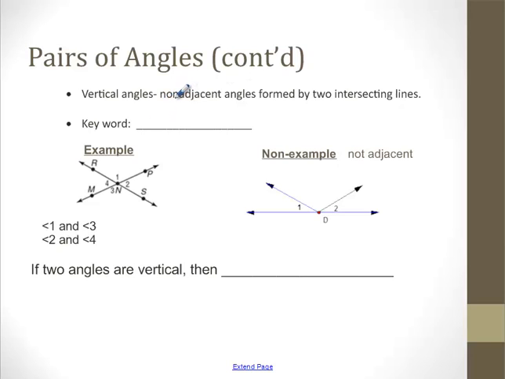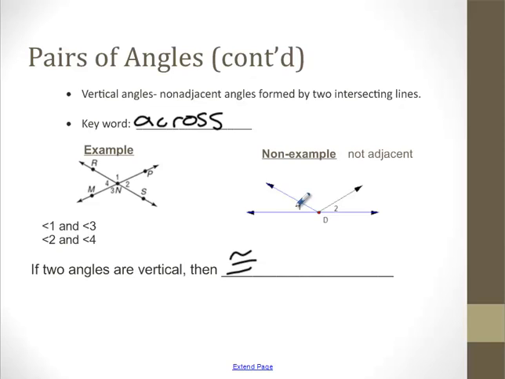So, vertical angles are non-adjacent angles formed by 2 intersecting lines. Here we have 2 intersecting lines. 2 and 4 are across from each other. 1 and 3 are across from each other. When you look at vertical angles, think of a cross. 2 and 4 are across from each other. Okay? And if two angles are vertical, then they're congruent. That's a theorem we're going to use, or a definition we're going to use throughout. If 2 angles are vertical angles, then they're congruent.